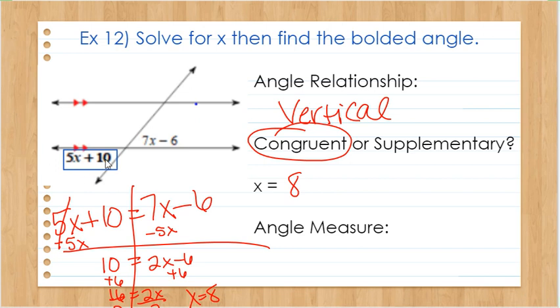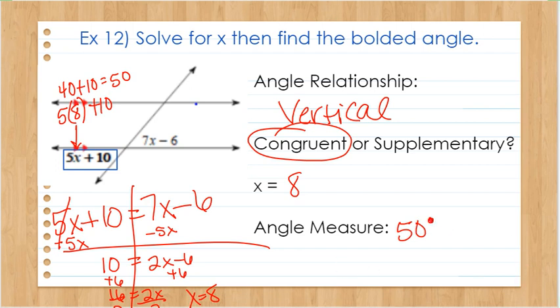Now I want to find the bolded angle measure, so I'm going to plug in that 8 right there for x. So it'll be 5 times 8 plus 10. So that'll be 40 plus 10. That would be 50 degrees. So the missing angle measure, or the bolded angle measure, is 50 degrees.